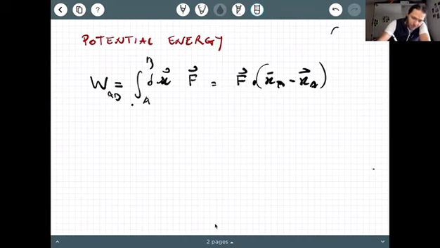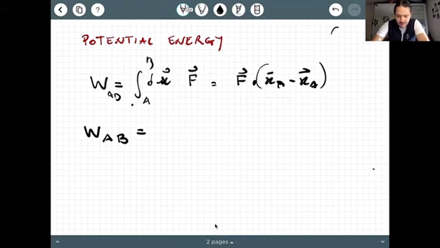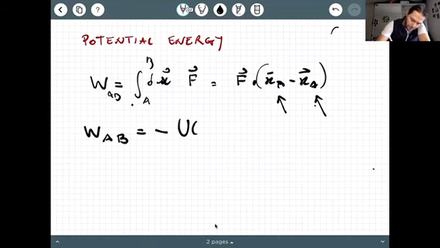Now, if a force is conservative, then you don't need to specify the path, and therefore what you can say is that the work to go from A to B depends only on the difference of one function evaluated in the final position and one evaluated in the initial position. So typically, you call this function potential energy. This is a definition of what is on the right-hand side.